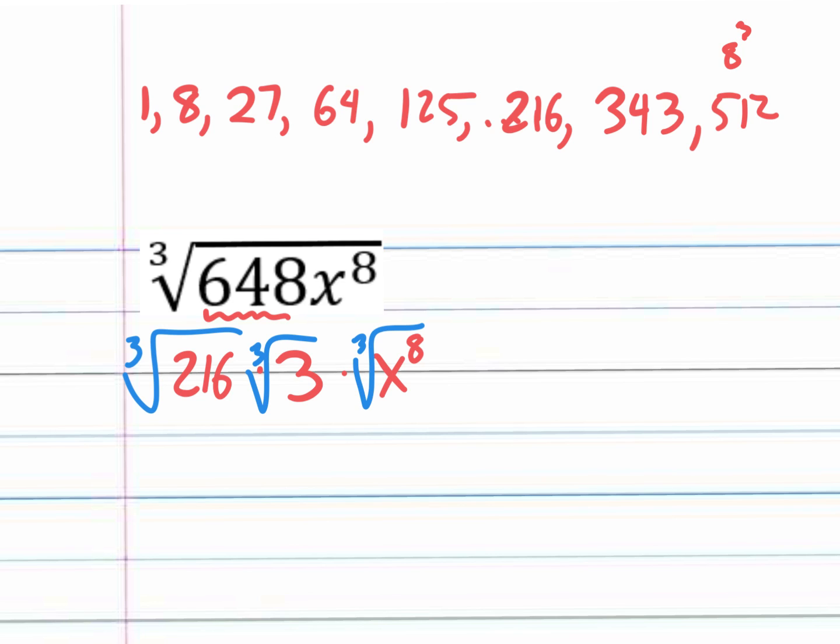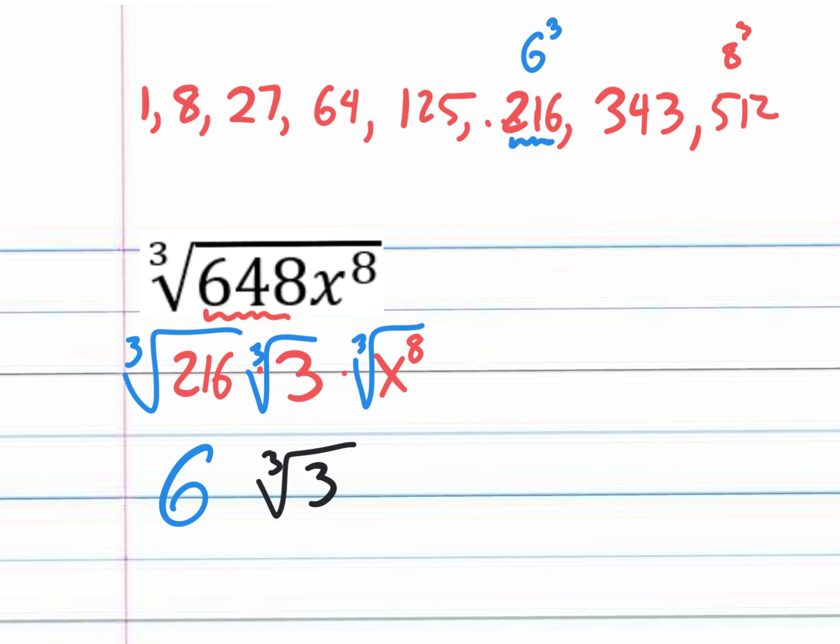And we know that the cube root of 216 is going to be 6, because 6 cubed is 216. So that's really a nice, beautiful 6. This cube root of 3, you can't really do it, so we're going to leave it as the cube root of 3. But over here, we actually need to work this out.